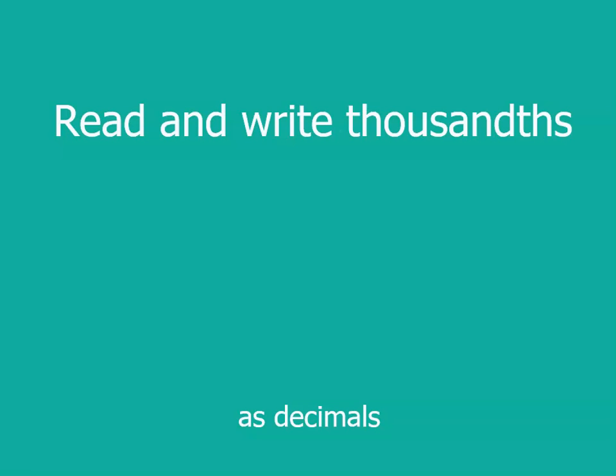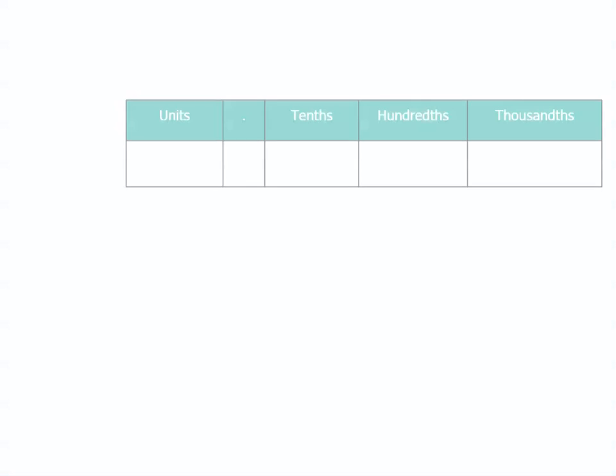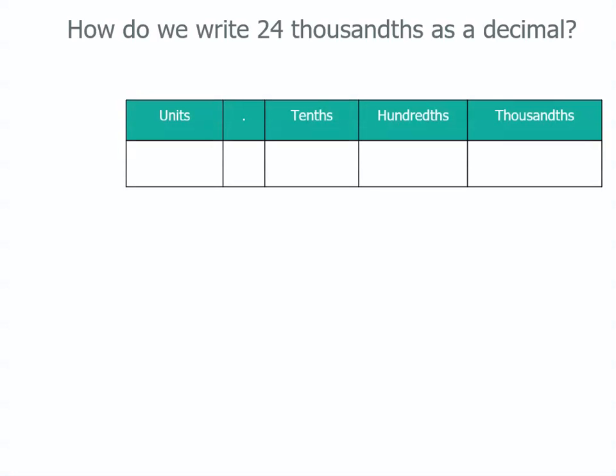Let's read and write some thousandths now. We've learnt what thousandths look like, but how do we write 24 thousandths as a decimal? Now, if we've got thousandths, that means we've got 1,000 parts. If we only have 24 shaded, it's less than a whole. So that means we won't have any units.